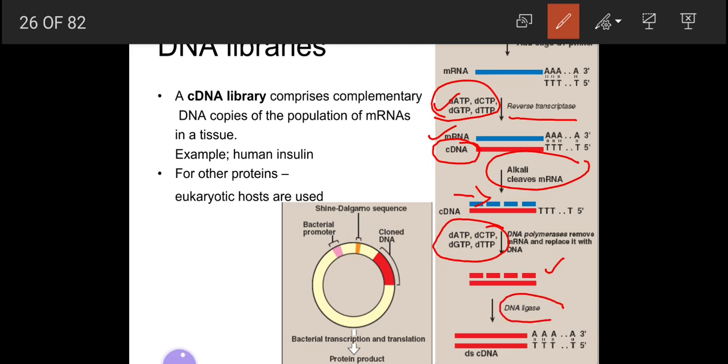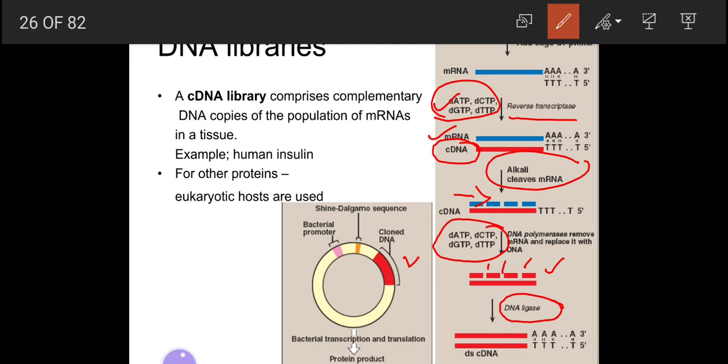Now by using the DNA ligases, we join these fragments and a full double stranded DNA is formed. This double stranded DNA, obtained from the RNA, is called the complementary DNA. This complementary DNA will be ligated into the vector, and this vector will be transformed into the bacteria, and the bacterial growth which we obtain will be called a cDNA library.